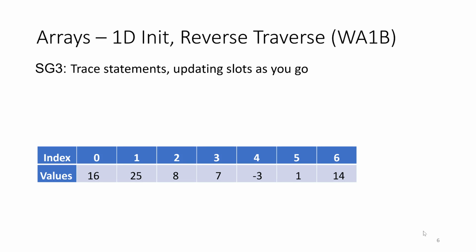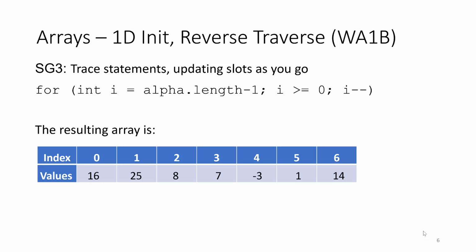Sub-goal 3, trace the statements, updating the slots as you go. For the first loop, we begin at length -1, so if length was 7, length -1 would be 6. We continue while i is greater than or equal to 0, decrementing by 1 each time, and alpha[i] gets the value alpha[i] plus 1. So all of the values in the array are incremented by 1, starting at position 6, going down to position 0.